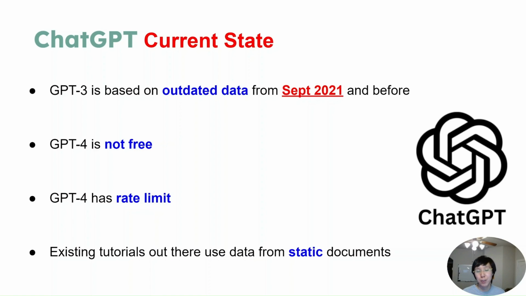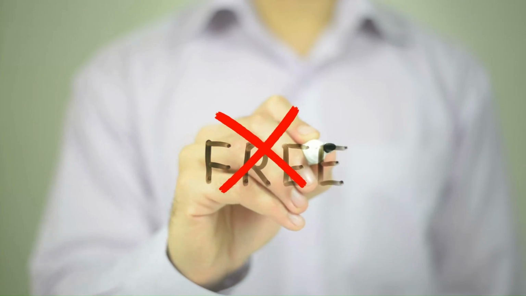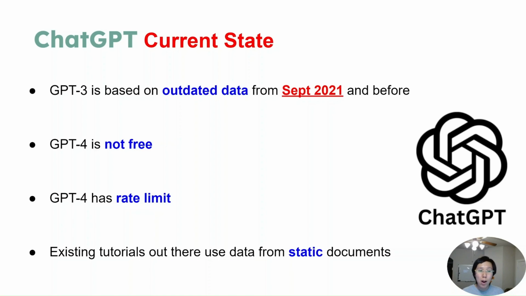GPT-4, on the other hand, is more accurate and more powerful, but it is not free and it has a rate limit, which means it can only address a certain number of requests per minute. Some rumors say the pay plan allows about 100 messages per 4 hours. Some say sometimes it's 25 messages every 3 hours, which isn't a lot, so it probably depends on the traffic.